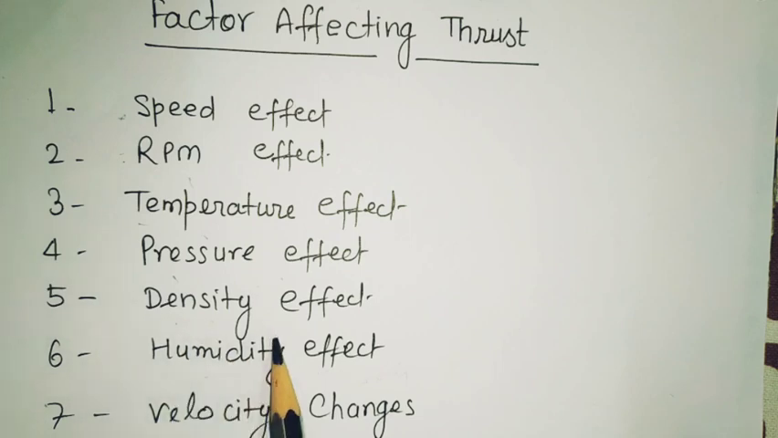Next is density effect. Pressure and temperature will affect the density, because if pressure increases, density increases. If pressure decreases, density decreases. If temperature increases, density decreases. So this will affect thrust, because if temperature goes high, density will go low. If density is low, then we cannot inject more fuel into the combustion chamber, so thrust will be reduced.